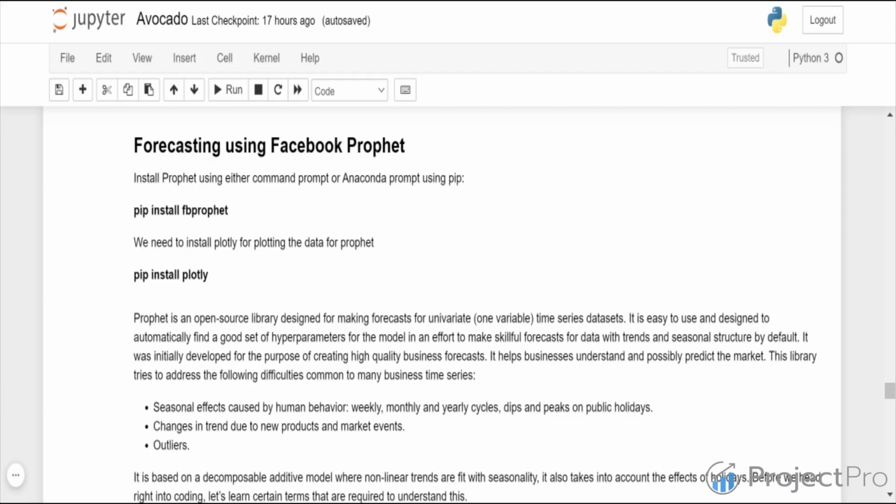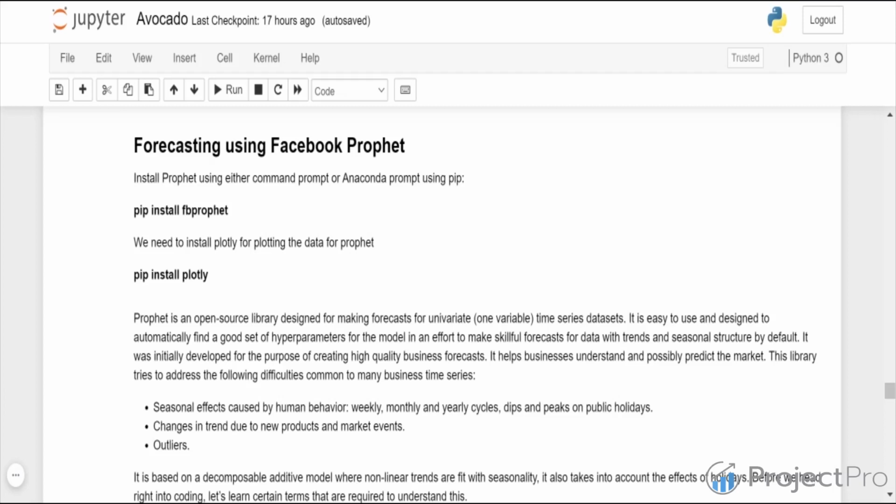If you are using conda, you can install it using the conda-forge channel: conda install -c conda-forge fbprophet. There is a dependency for Prophet, that is PyStan. If it's not already installed in your system, you might need to install PyStan as well. Also, for the plotting purposes, we will need to install plotly, and that can be installed using pip install plotly. Plotly is used for the plotting purposes for FB Prophet's default plotting functions.